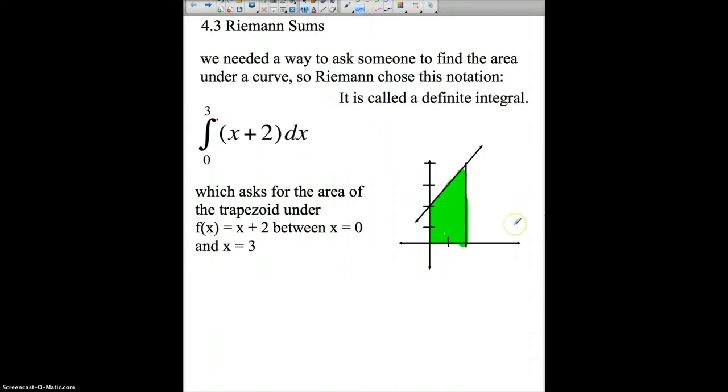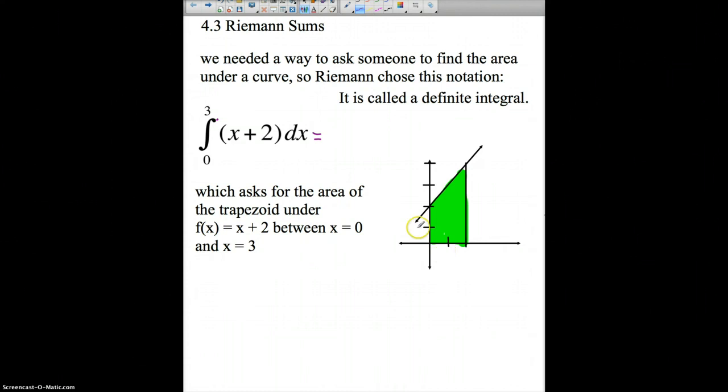So before we talk about the method that he came up with to find the area under the curve, we're just going to get really familiar with this notation, that this means find the area under the curve. And then we're going to be using simple geometry shapes to find the area. So this integral from 0 to 3 of x plus 2 dx asks for the area of the trapezoid, the area under the curve x plus 2 from 0 to 3. So if we want to find that area, we just need to find the area of the trapezoid.